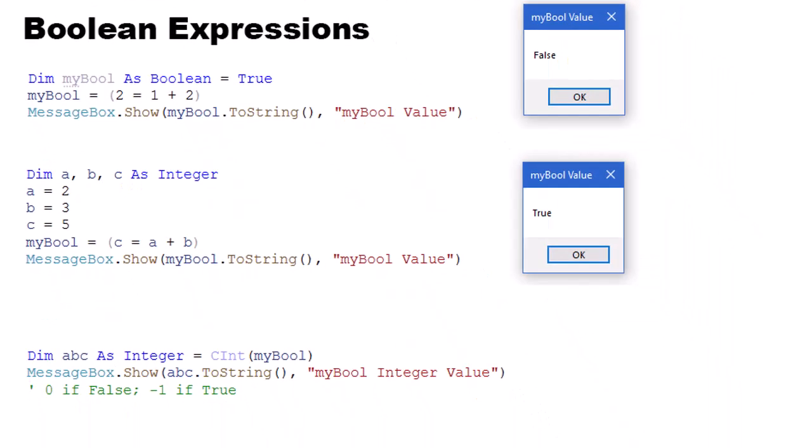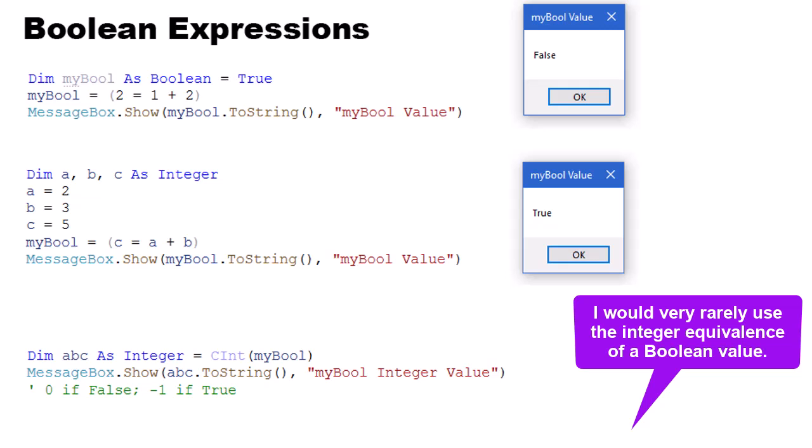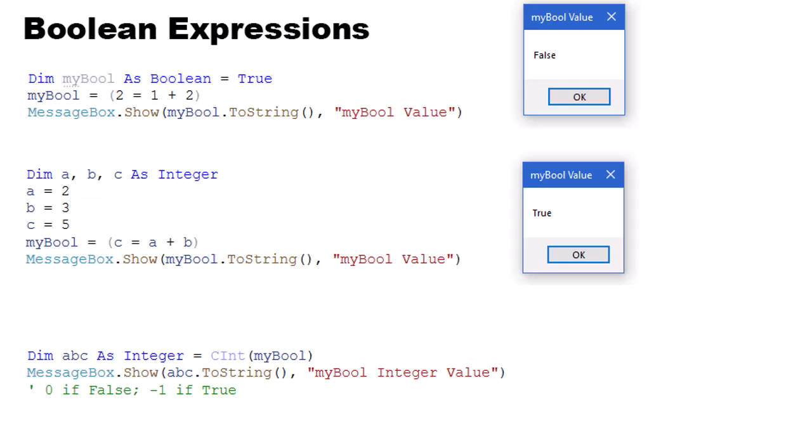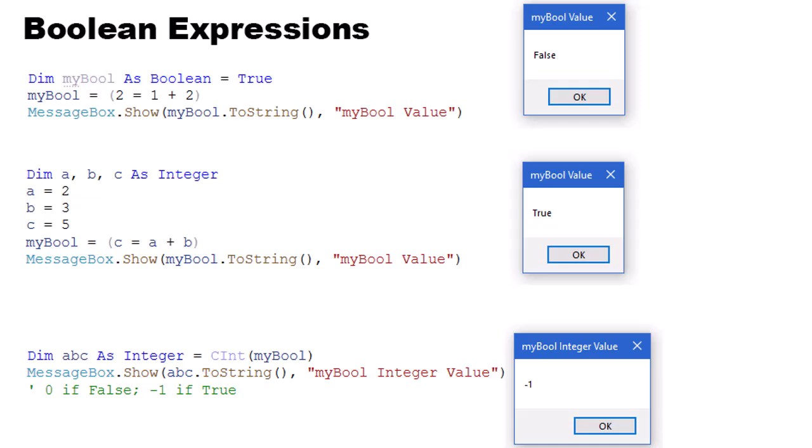Now I want to point one thing out, and that is we can convert the Boolean value to an integer. This is basically a binary expression, and in most languages 0 is false and anything other than 0 is true. Usually it's a positive 1. In Visual Basic, though, 0 is false and a true value is a negative 1. So here I have dim ABC as integer equals CInt of myBool. Let's consider that myBool is still persisting from the previous expression where we looked at c equals a plus b. In the message box, I want to show ABC.toString, and the title is myBool integer value. And what we would see there is a minus 1.